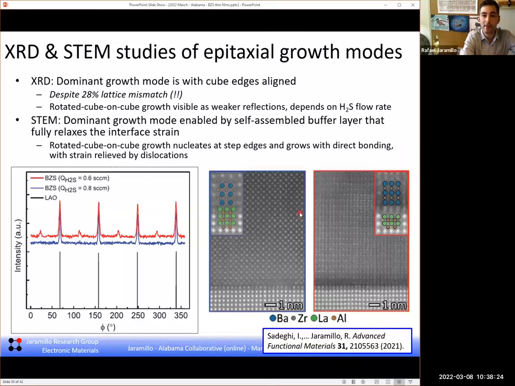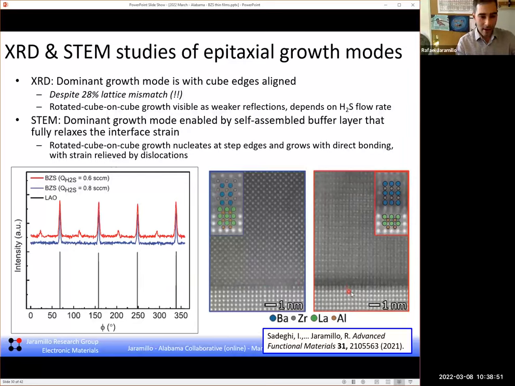It grows relaxed, strain-free. And what we have discovered, and we have more data that I'm not going to show today, is that there is a self-assembled buffer layer, which has the characteristics of a van der Waals gap, which forms on the oxide in that hydrogen sulfide rich condition of the chamber that fully relaxes the strain. And this we definitely did not expect.